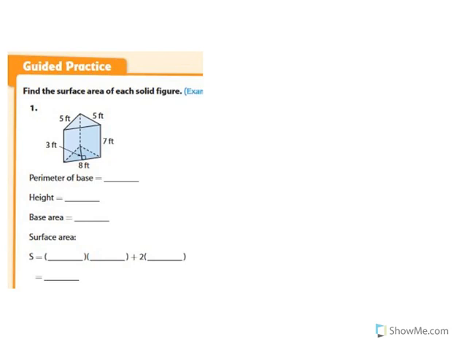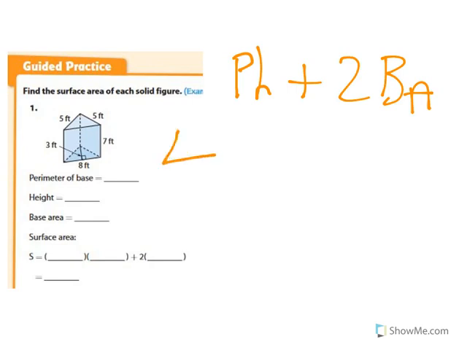All right, so I'm going to rewrite the formula. Again, it's the perimeter of the base times the height plus 2 times the area of the base. Let's use that. Let's find the perimeter of our base. We have a triangle now. We have the 2 up here, and then we can use the matching sides there. So 5 plus 5 plus 8. Hopefully mental math for you guys. 10 plus 8 is 18.